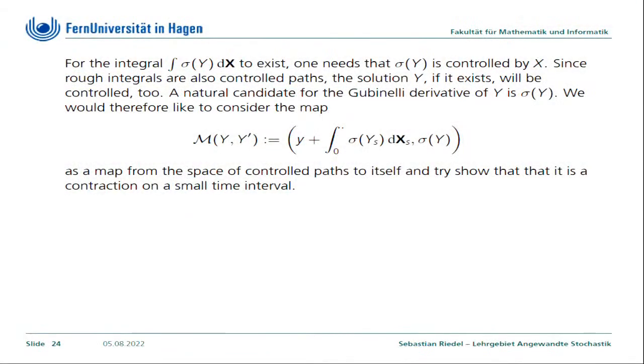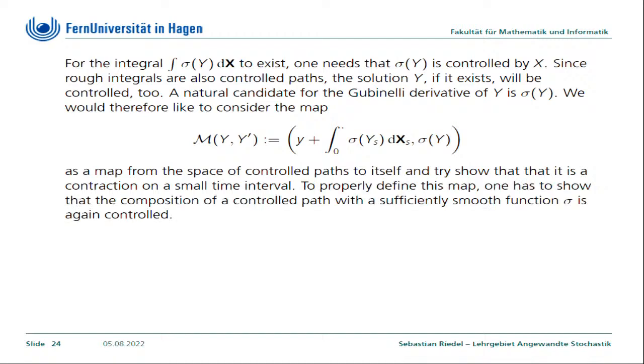So therefore, we would like to consider the following map. This is a map we would want to define, as a map from the space of controlled paths to itself. And then in the proof, we want to show that this map has a fixed point. So we want to prove that this is a contraction, at least on a small time interval.